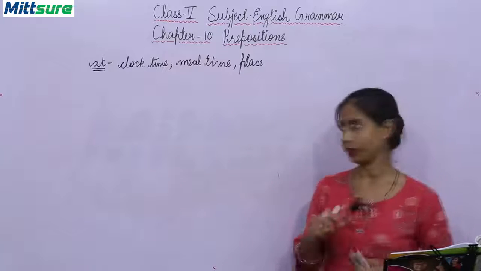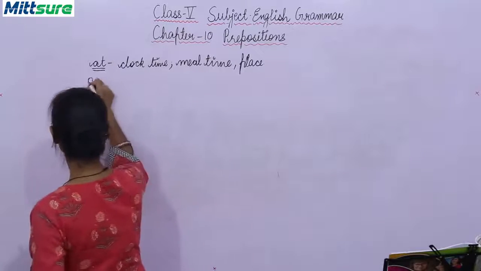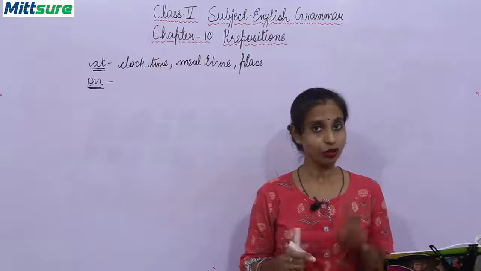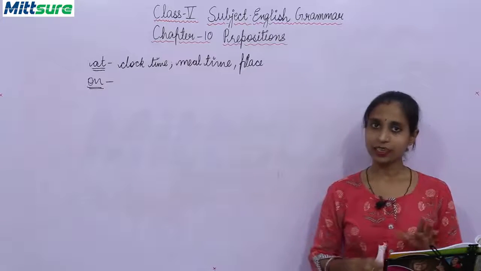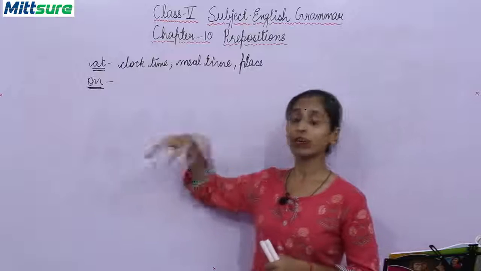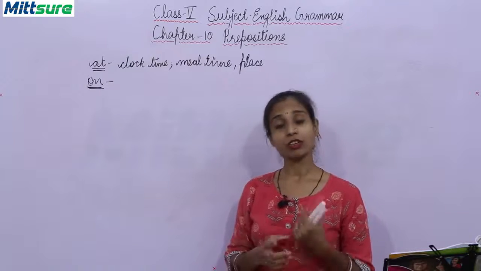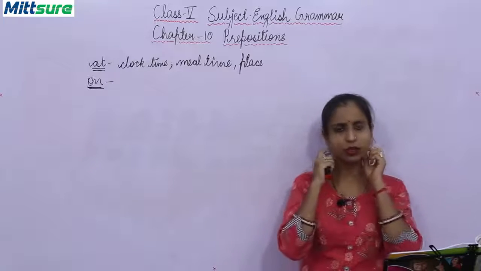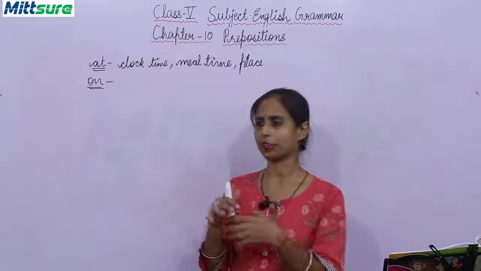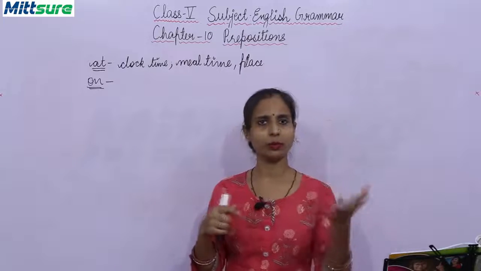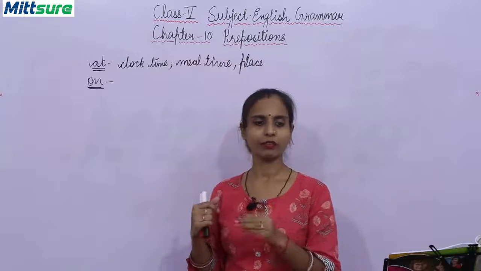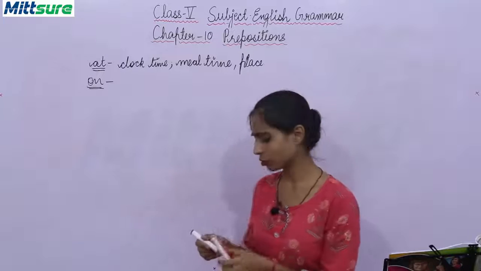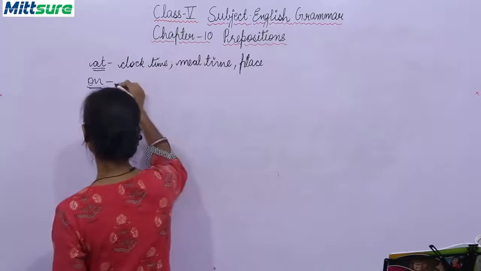Second, "on". Again, this "on" is used, I told you, for place, right? And now it can be used for time also. Now, children, when it is used for place, that is very prominent. It is used for a place, like on the table, on the cupboard, on the road. It has fallen down on the road, like that.